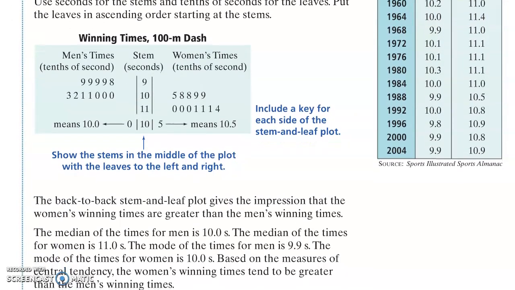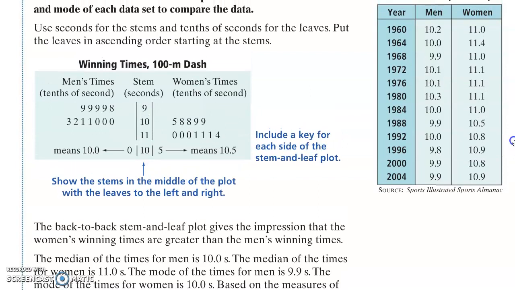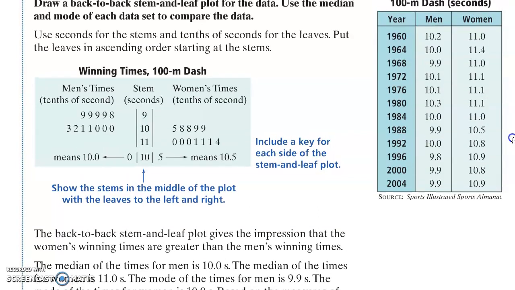The back-to-back stem and leaf plot gives the impression that women's times are greater than the men's winning times, meaning that it takes more time for women to finish the race than it takes for men to finish the same race. I can see that because there are more men's times in the 9 seconds. There are actually no women's times in the 9-point-something seconds, and there are actually no men's times in the 11-point-something seconds. So this would tell us that typically men have a faster time than women do.